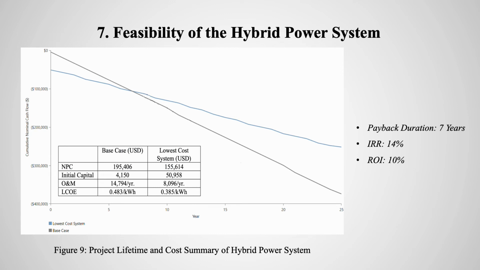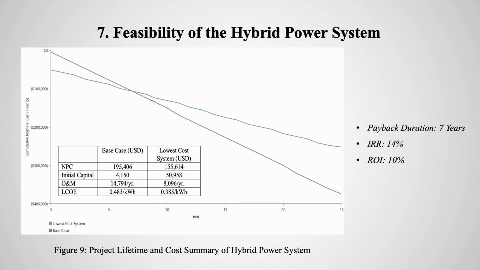In terms of feasibility, the hybrid power system has got some good results. The outcome shows that the break-even point of the lowest cost system, which is the hybrid power system, is at around 7 years with an internal rate of return, that is the IRR, of 14%, and the return on investment, that is the ROI, of 10%, which is comparatively a good output in terms of project lifetime, as shown in Figure 9.